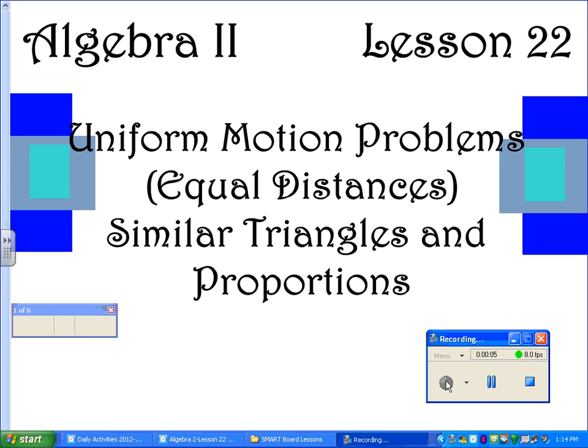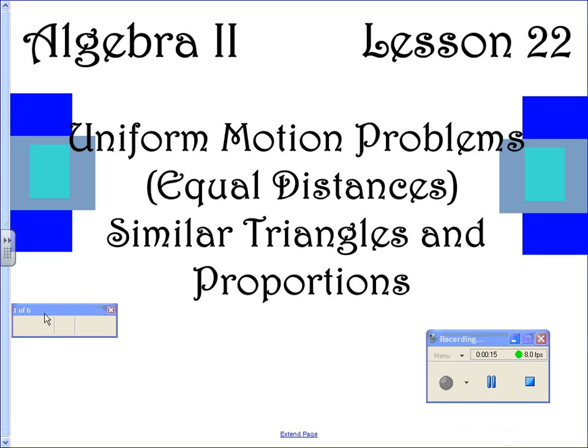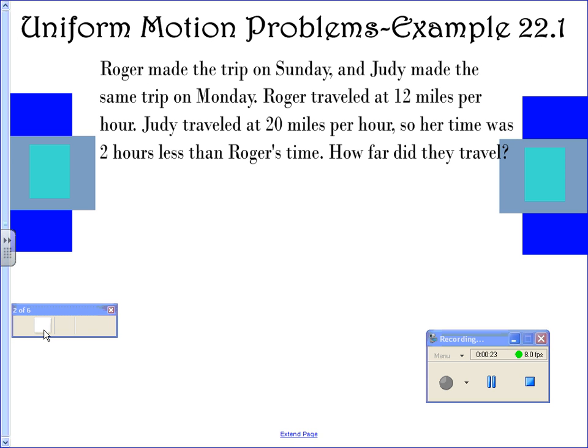Motion problems, distance problems, where they have equal distance. We're going to look at... Y'all remember your distance formula problem? Yeah, your dirt problems. This is an example of one.